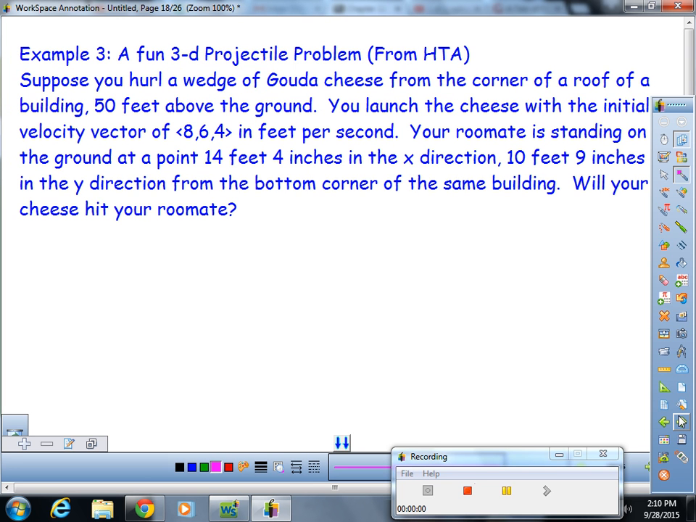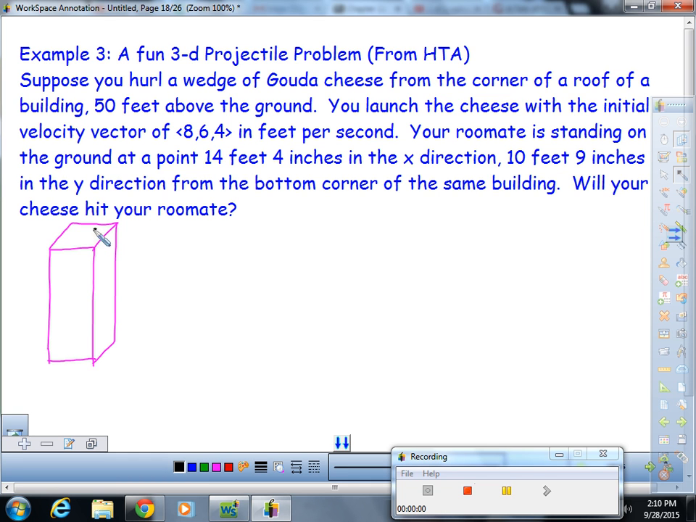All right, one more. So this will kind of be like the example that you guys are going to provide for me. Suppose that you hurl a wedge of Gouda cheese from the corner of a roof of a building 50 feet above the ground. So you're on this pink building. This Gouda here is 50 feet above the ground. And you launch the cheese with an initial velocity, so you got some vector represented by 8, 6, 4. All right, so we know our initial position is 0, 0, 50.